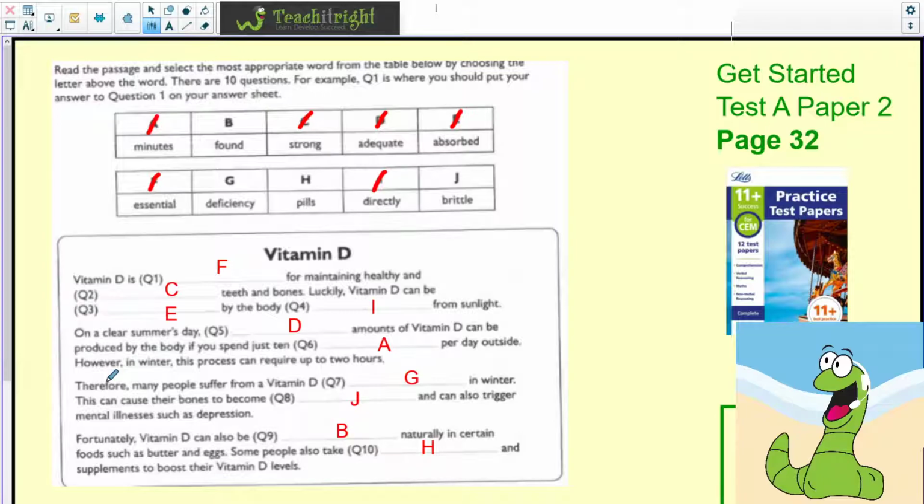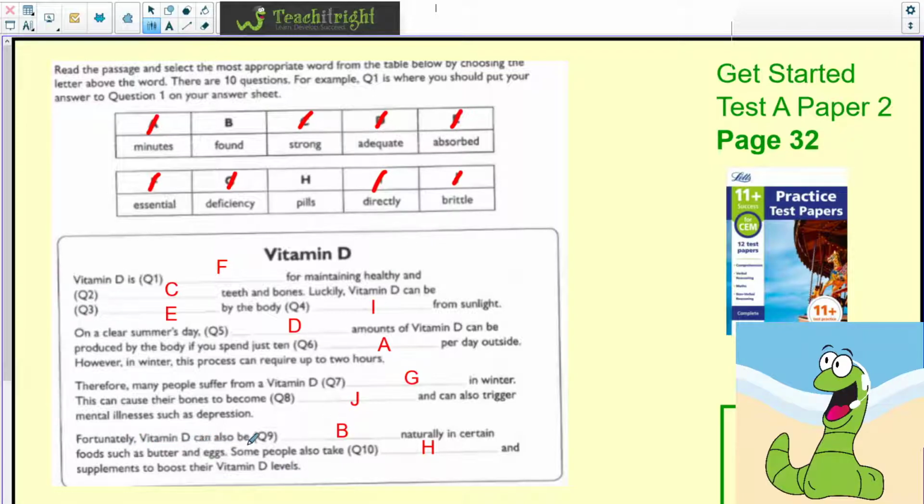Therefore, many people suffer from a vitamin D something in winter. So the word we're looking for here is a lack of vitamin D, and the word is deficiency. It means a lack of. This can cause their bones to become something and can also trigger mental illnesses such as depression. And we're describing how the bones can be, and they can become brittle.